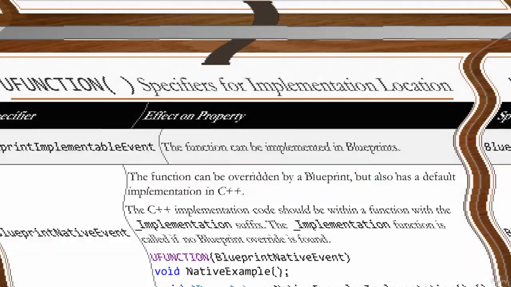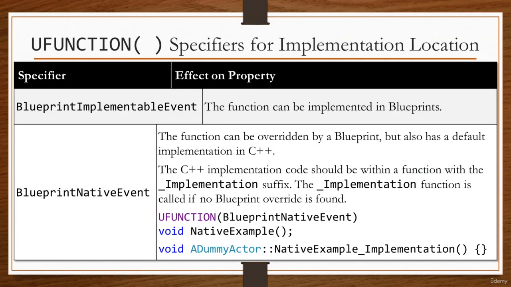Previously I discussed the BlueprintPure and BlueprintCallable specifiers, which basically allow us to specify the blueprint accessibility of our functions, but we can also specify the implementation location by using these specifiers here, BlueprintImplementableEvent and BlueprintNativeEvent. By default we implement our functions in C++, but we don't have to do that. We can declare the function in C++, but define that or implement that in blueprints. For that we can specify BlueprintImplementableEvent, and then the function can be implemented in blueprints.